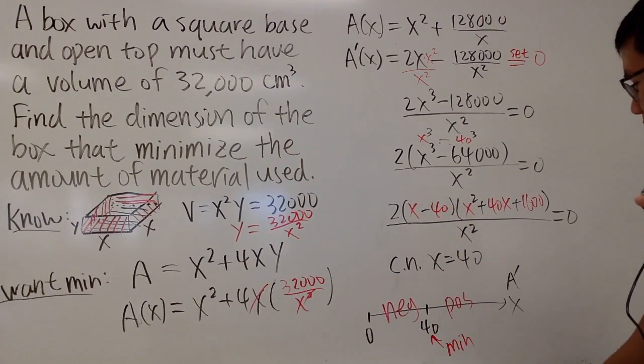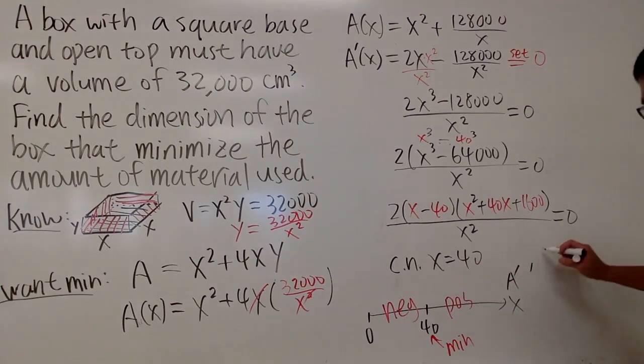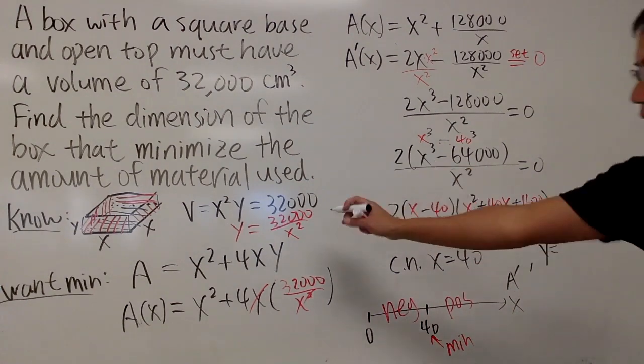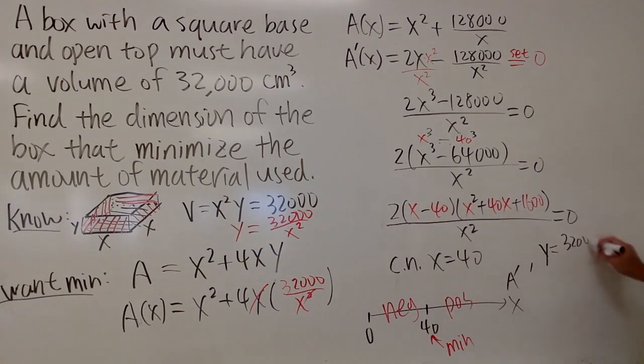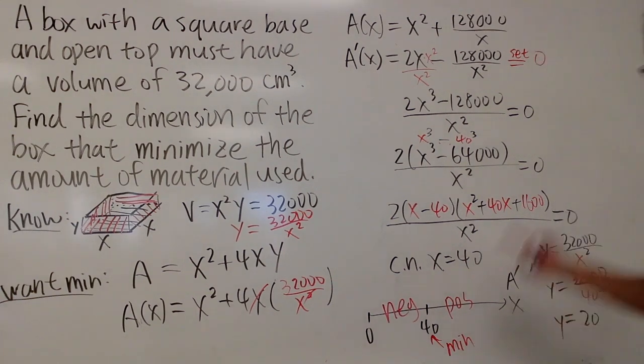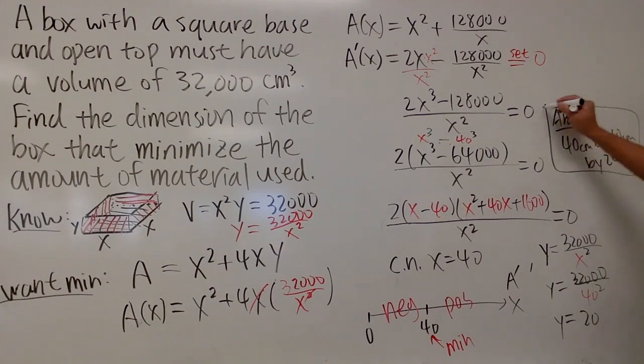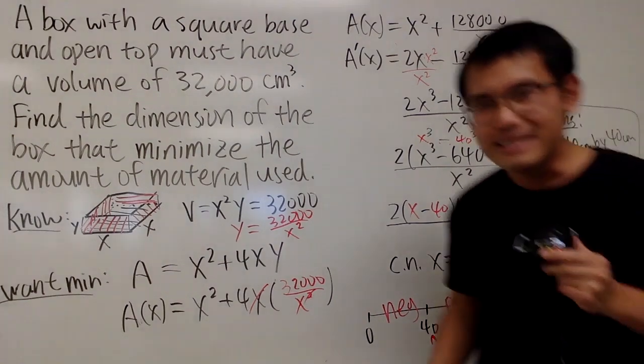So we know x is equal to 40, that means y, which is 32,000 over x squared, and because x is 40, y is equal to 32,000 over 40 squared. Work that out, you'll get 20. So this is how we are going to answer the question. I will just put it down right here. Yeah, so I'll answer it like this. And that's it.